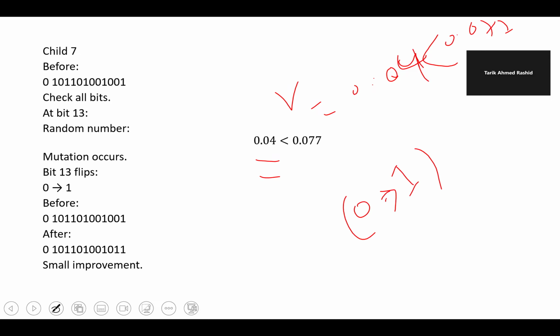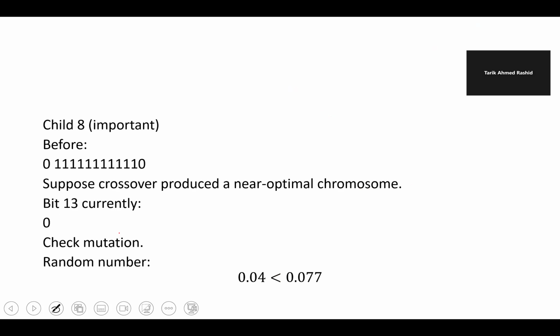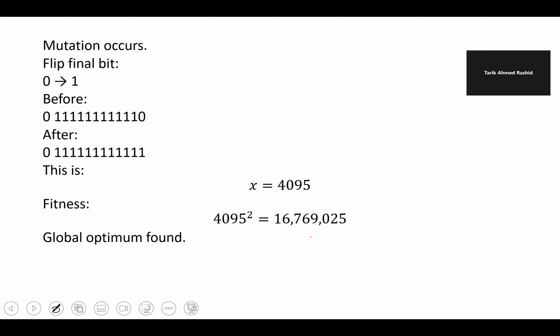So we change it. Now you can see the small change happen. You see, like this one is changed. That was the before and that's the after. The change happened. Now, child 8, before it was this one. Suppose crossover produced near optimal, bit 13, check mutation, and now we receive a random value again, 0.04, less than 0.077. Again we do the flipping.